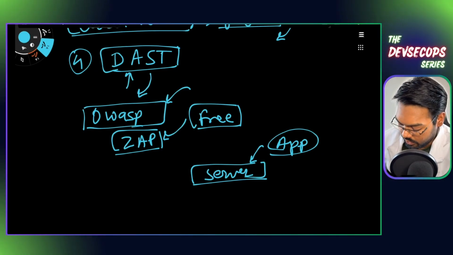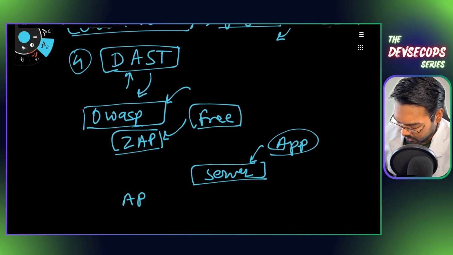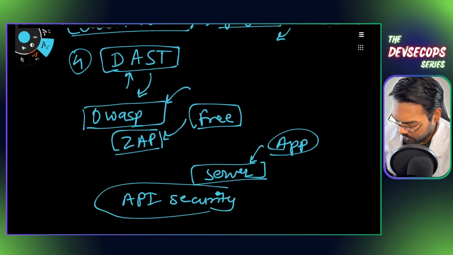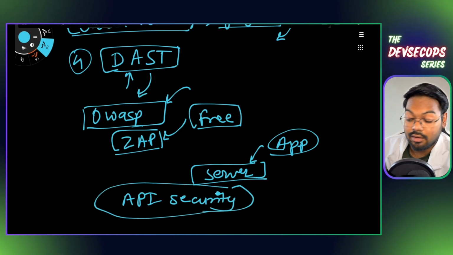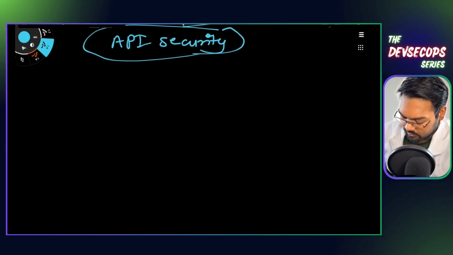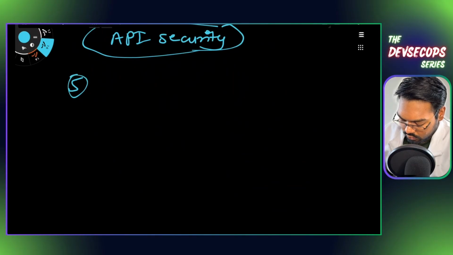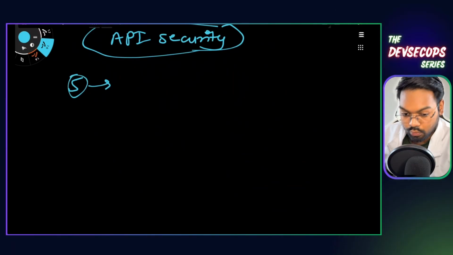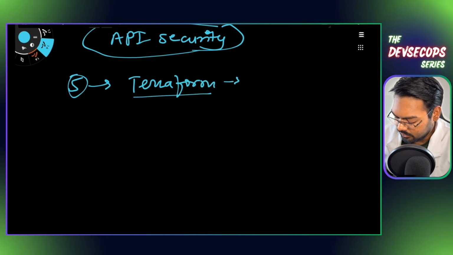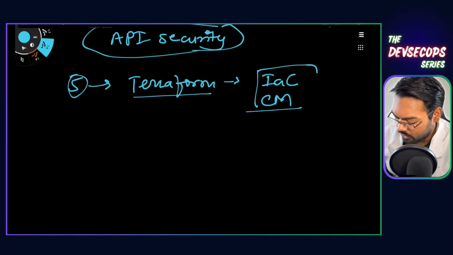Then it also enables us with API security, so that you could test your application as well as the APIs that you are developing. So that's the fourth one. Then we go to the fifth one, which we want to learn, for Terraform or whatever IaC scripts or configuration management scripts you are writing.